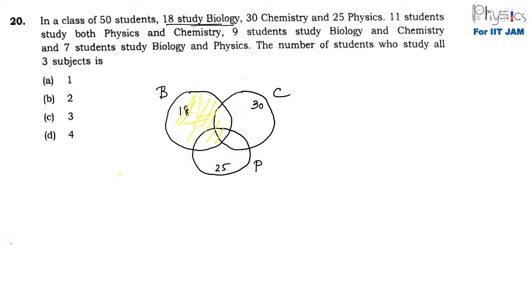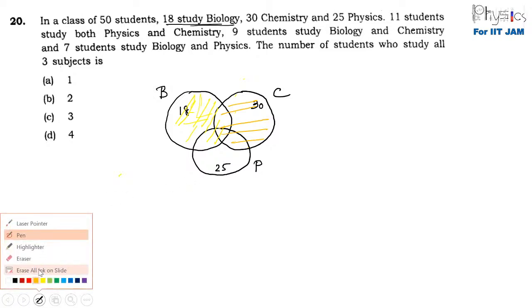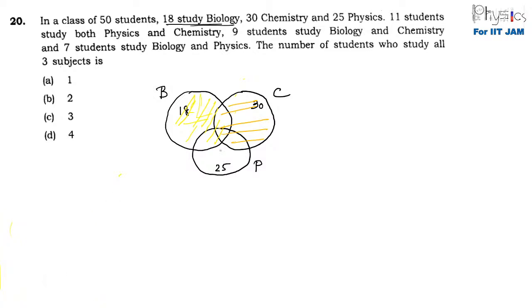It is so light, I can't even see it with my own eyes. So this is 30, right? This one, whole. And this is physics, that is this total is 25. Total circle is 25, right?